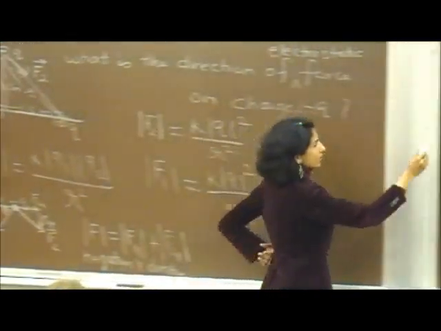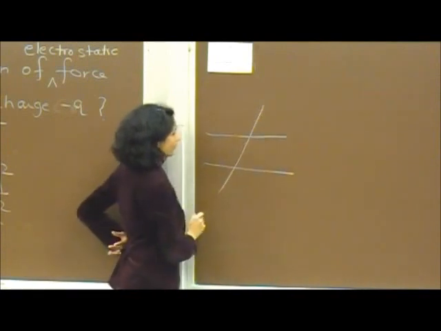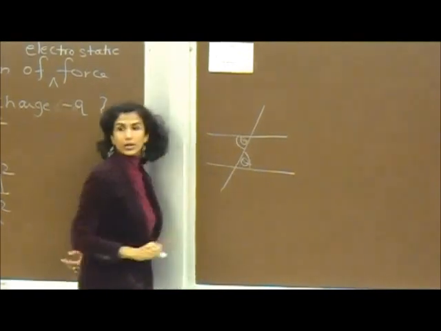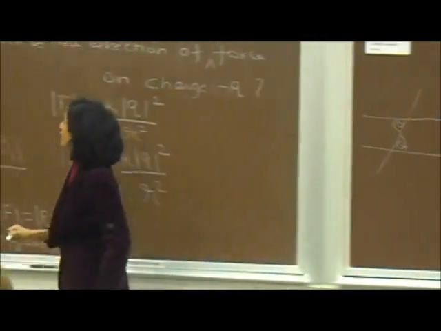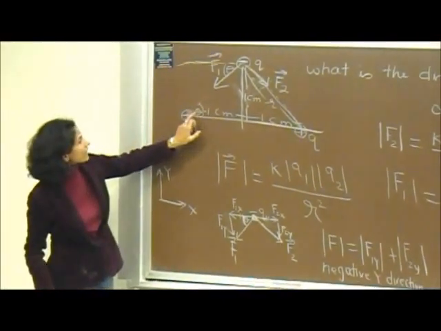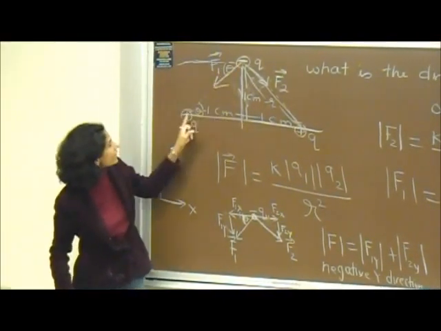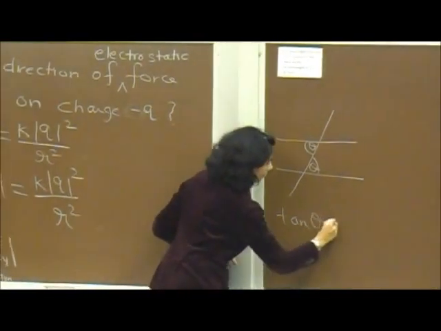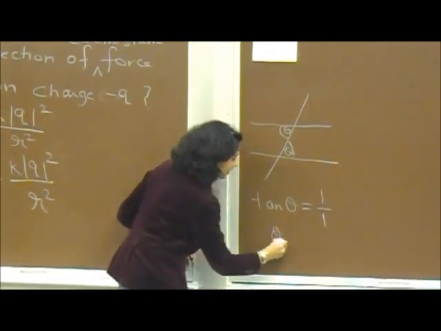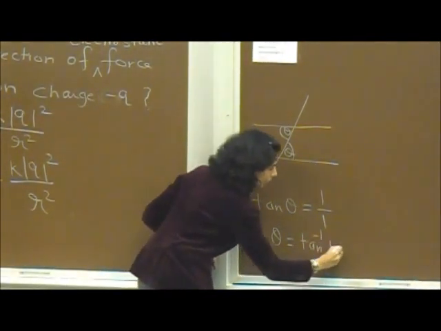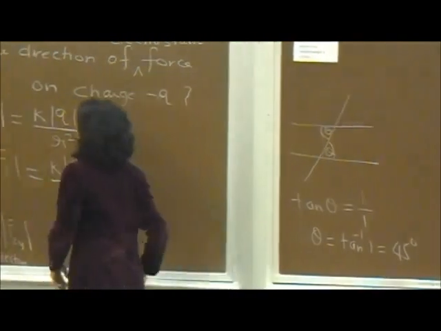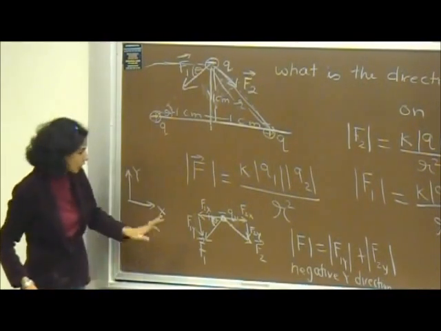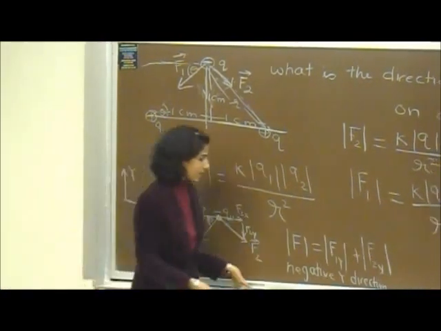Why? Because I know that if two parallel lines are intersected by a line, then if this is theta, this must be theta also, right? And if that's the case, you can see here that tangent of theta is 1 centimeter divided by 1 centimeter, right? And that means theta must be tangent inverse 1, which will be 45 degrees. So you can tell that this angle is 45 degrees, that means this is 45 degrees, right? So then, can anybody tell me how to find the net force then?